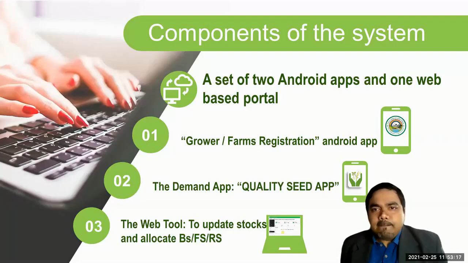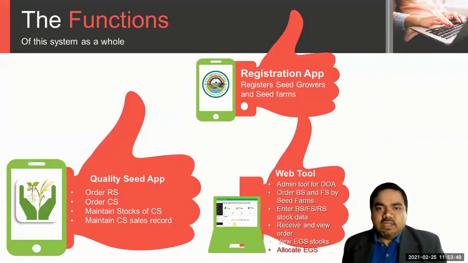So this system has three different components. It has one grower registration or seed farms registration as an Android application. We have the demand application or the quality seed application, and we have the web tool. All three systems are connected through the cloud, and it is all woven into a single system. So it has basically three components.